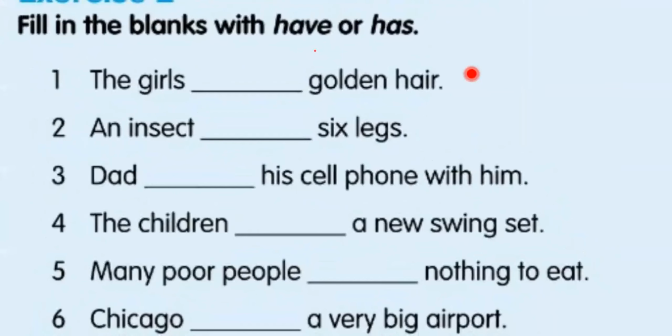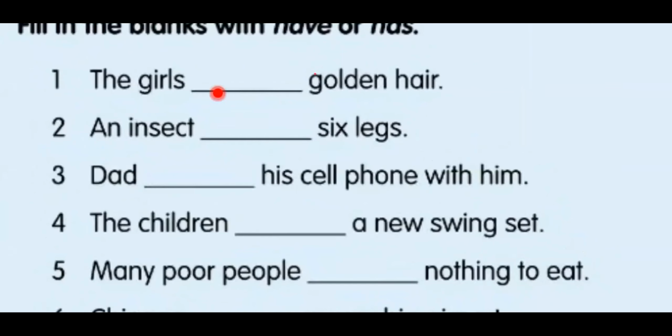Okay. Next, the girls dash golden hair. Have golden hair, because girls is plural. Next, an insect dash six legs. Has six legs. Very good.